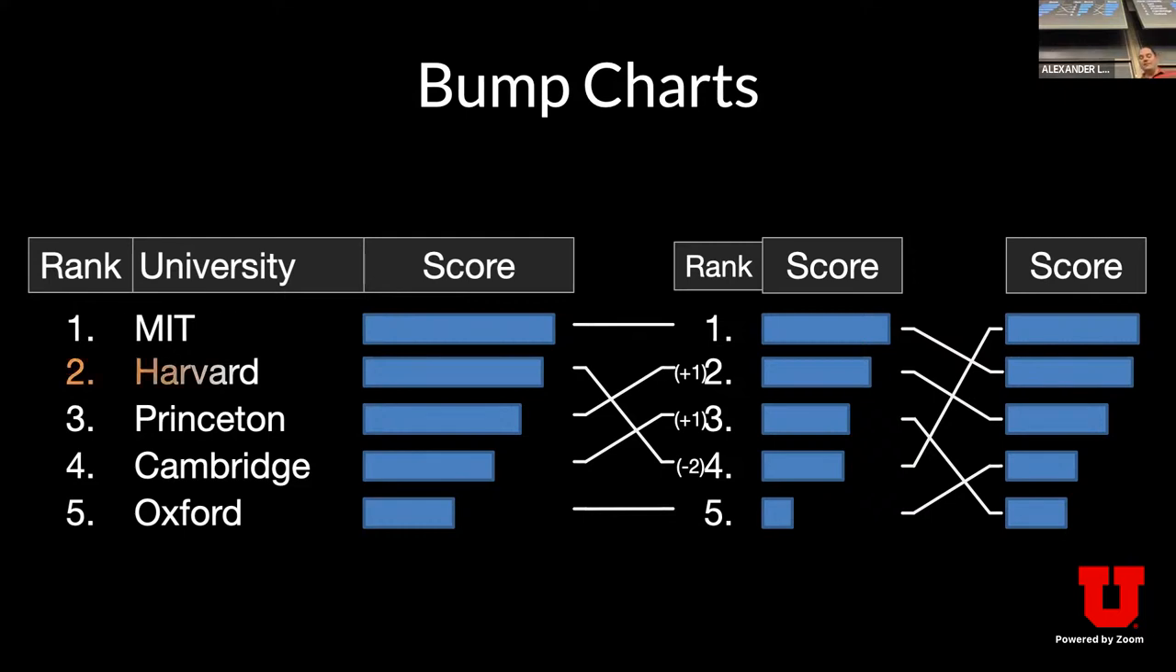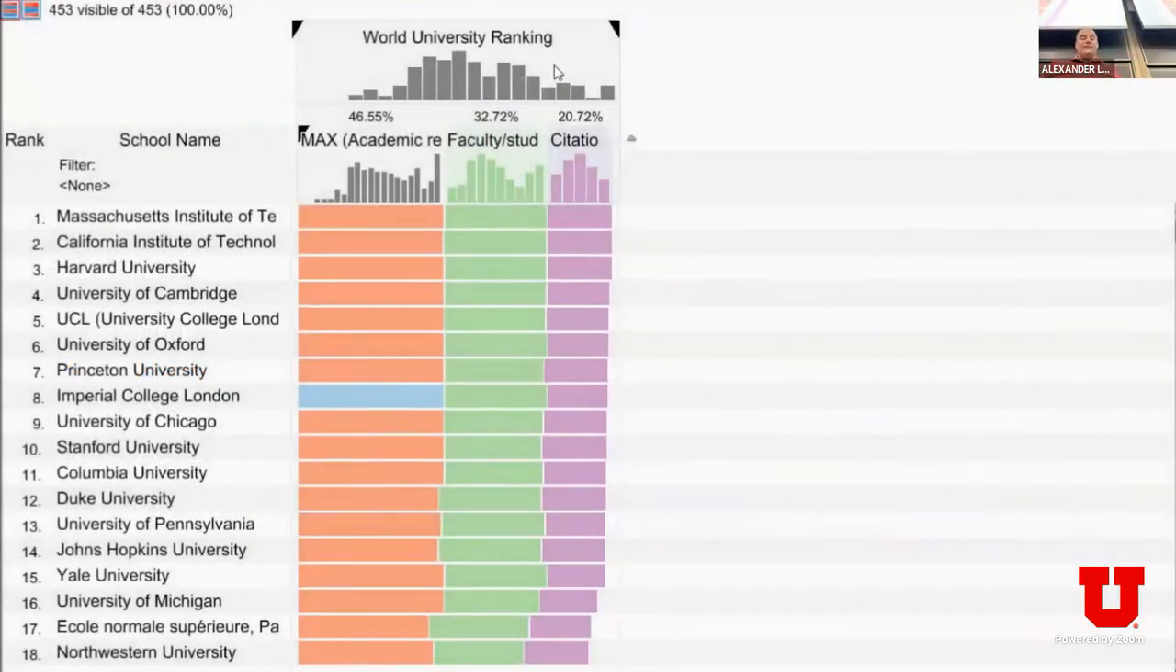Then you can highlight one and see where a particular university is over the years, or not over the years, but also in different conditions, right? Let's suppose I compare arts ranking versus engineering ranking. Right? I could do this. It doesn't have to be temporal. And so here's why we would do that.